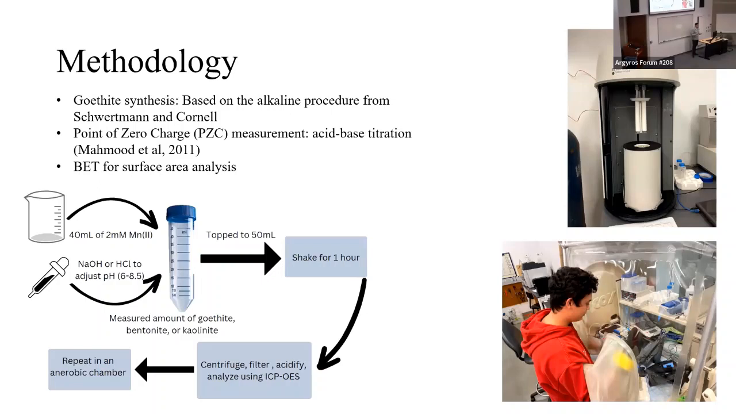So to start off, we first synthesized our goethite using the alkaline procedure from Schwertmann and Cornell. This is where we combine solutions of calcium hydroxide and iron nitrate to form goethite. I also measure the point of zero charge, as I mentioned earlier, which is done through an acid-base titration. And lastly, I use BET to measure the actual surface area.